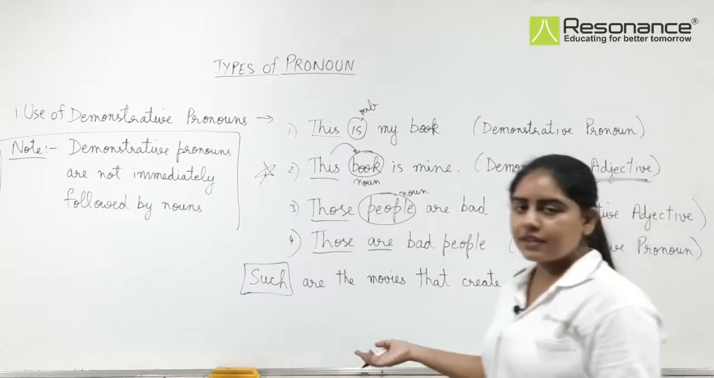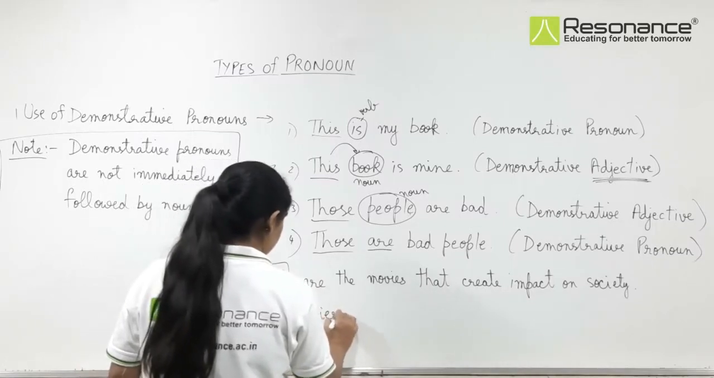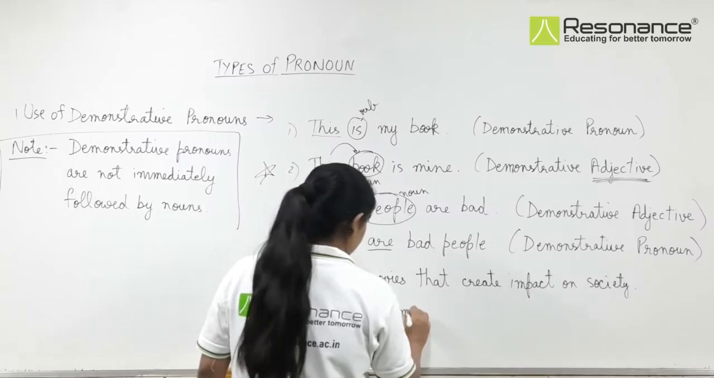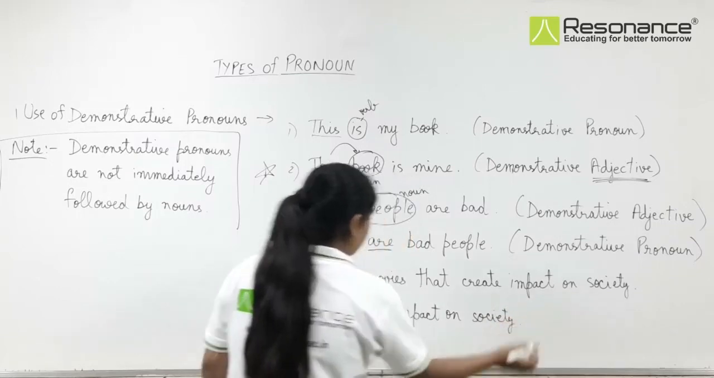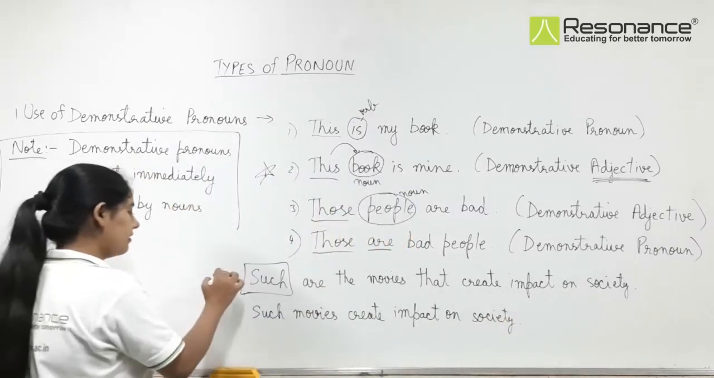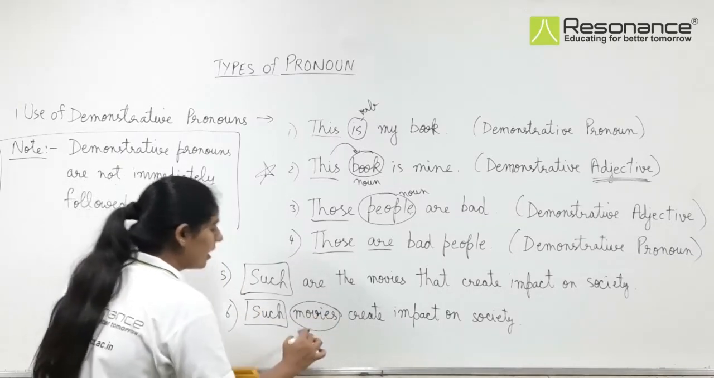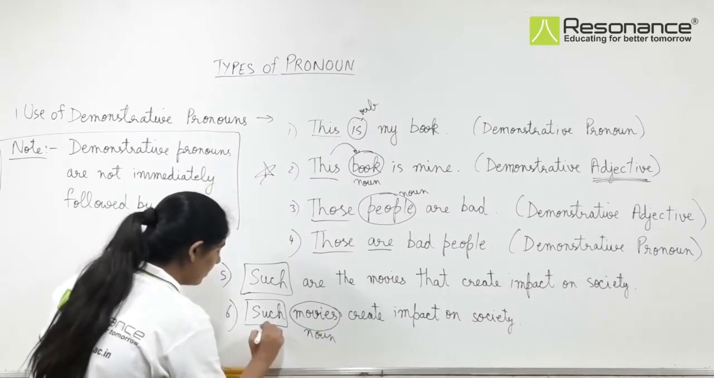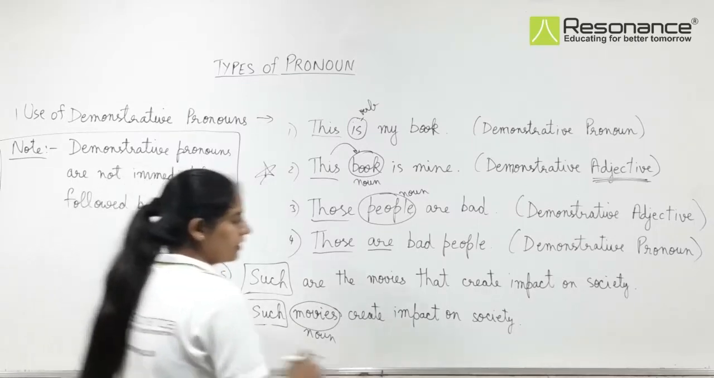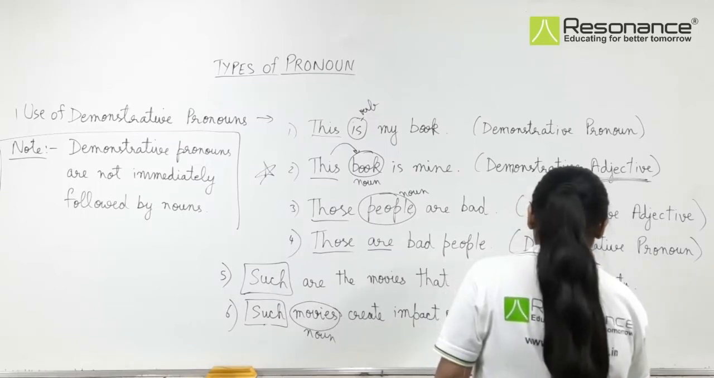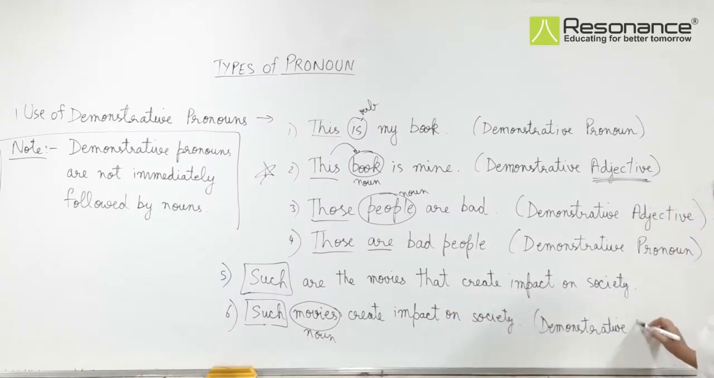If I say such movies create impact, if this is my sentence, I think you can easily identify. Here again I have used such, but such is immediately followed by a noun. So here such is what? Such is demonstrative. Here such is demonstrative. It is immediately followed by a noun, so it is a demonstrative adjective.